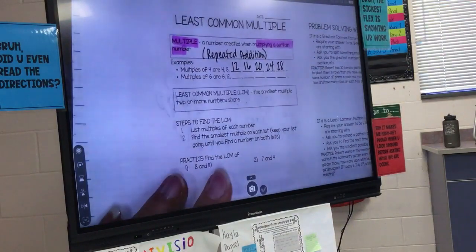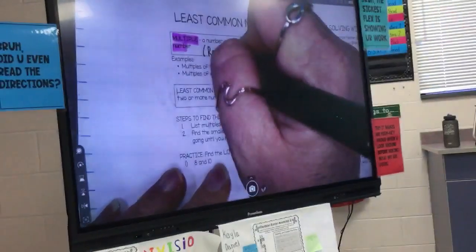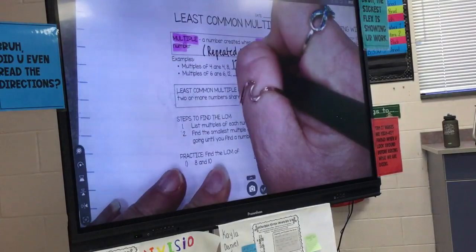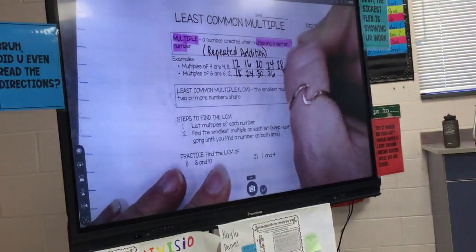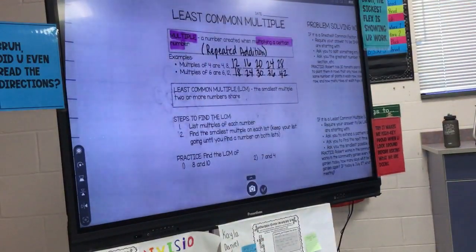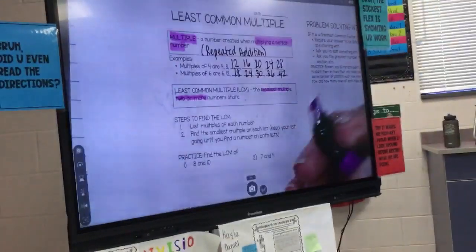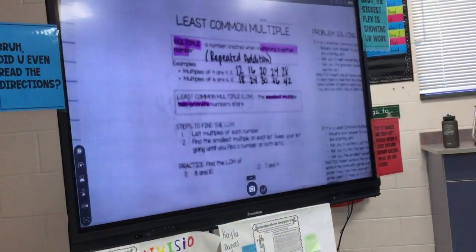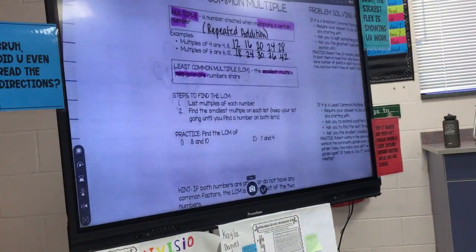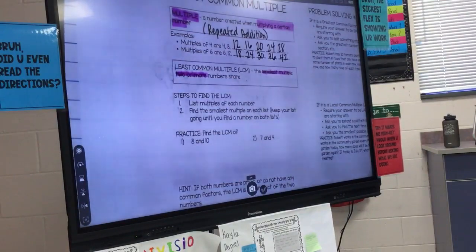All right, what about 6? They have the first two done for you, so 6, 12, 18, 24, 30, 36, 42. All right, when you're finding least common multiple, you are looking for the smallest multiple shared by two or more numbers. When you're finding them, you're going to list the multiples of each number, find the smallest one of each list. Keep your list going until you find the number in both lists.